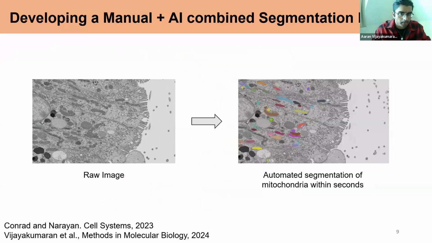Now, we've also developed a manual and AI combined segmentation pipeline in order to analyze these data sets. The reason it's combined is because some structures require manual segmentation, such as the rootlets, which I'll delve into later on, and others can be fine with automated segmentation. Utilizing Empanada and the Napari plugin, which was developed by Conrad and Kedar Narayan and published in Cell Systems, we combine that with the 3D mod package from IMOD to create this combined hybrid segmentation pipeline that we've published from the lab in a methods chapter.